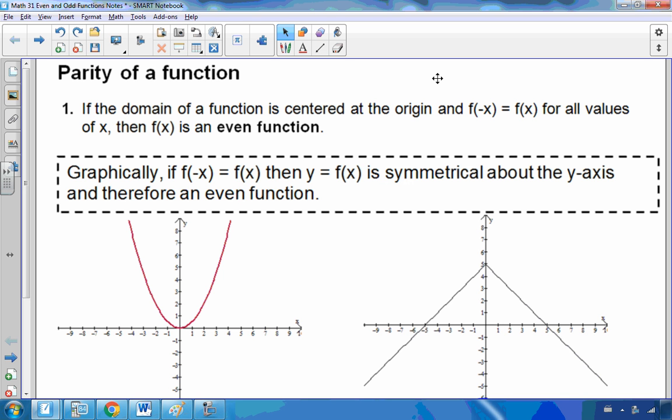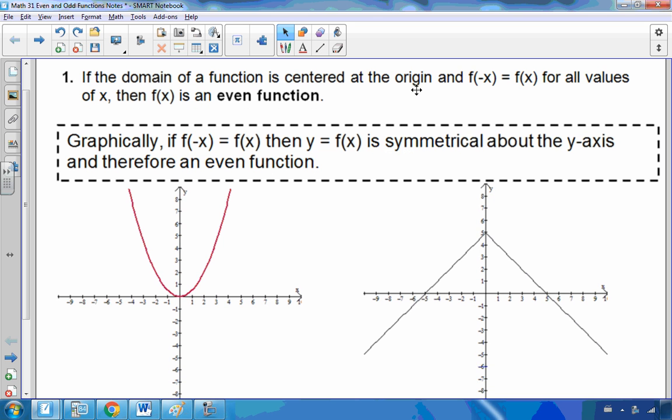So parity of a function just means, is a function even or odd? So let's start with even. If the domain of a function is centered at the origin, such that f of negative x equals f of x for all values of x, then we can say that f of x is an even function.